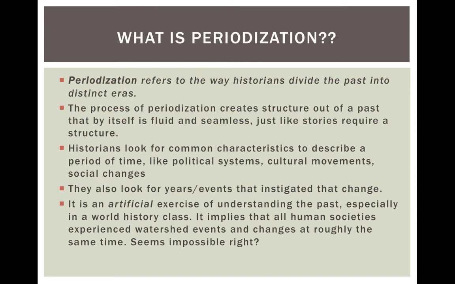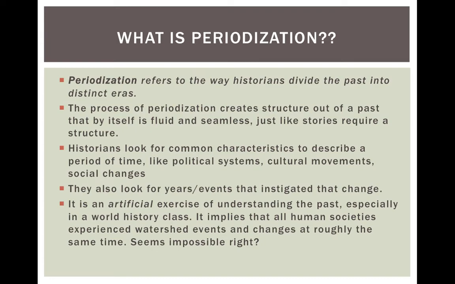So, when historians attempt to periodize history, sorry, it's a difficult word to say sometimes, they're looking for common characteristics that describe a set period of time, like common political systems. You can look at cultural movements, different social changes. They're also looking for years or events that instigated changes from one period to the next.